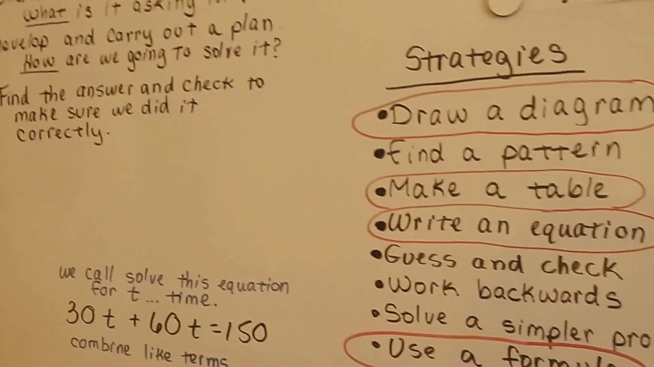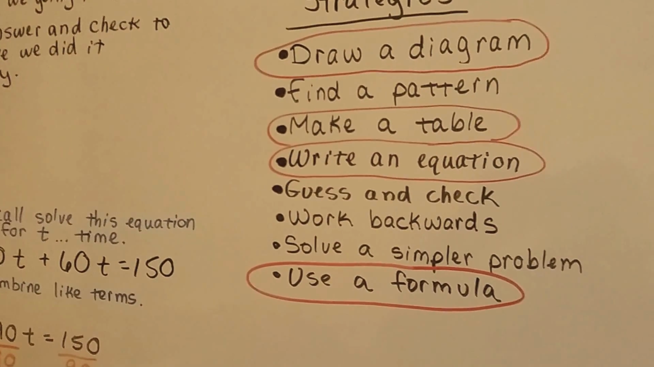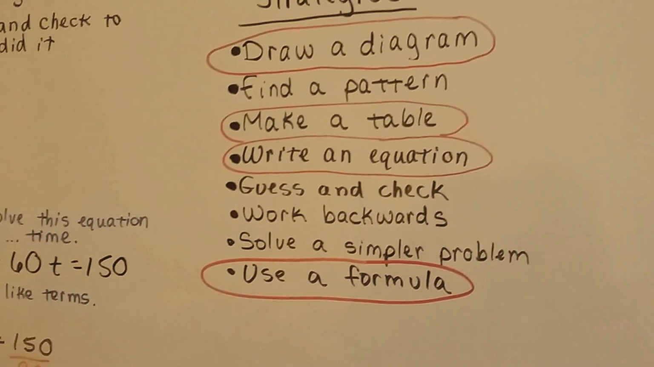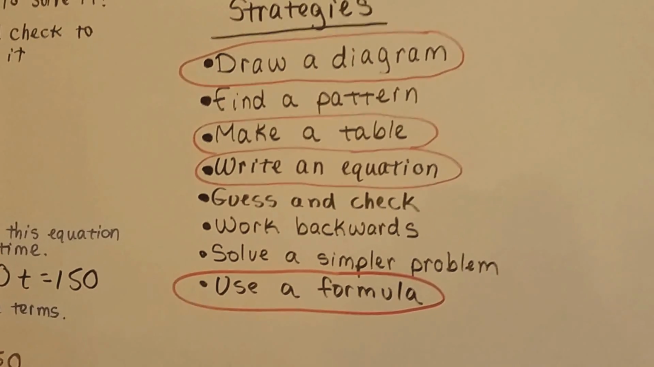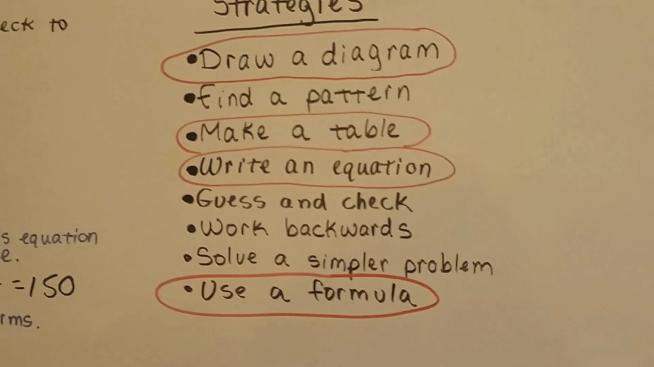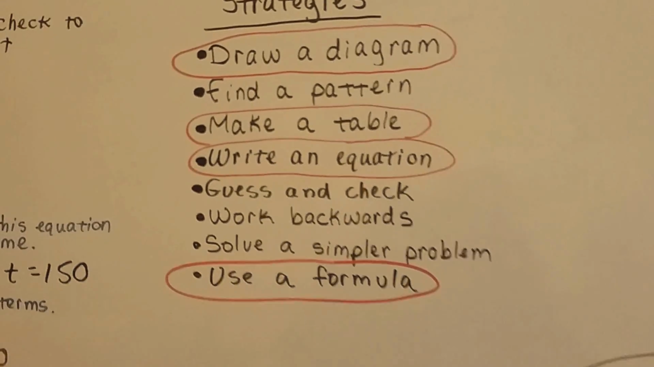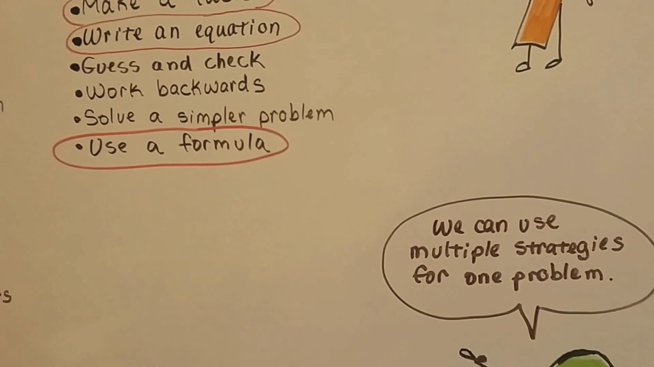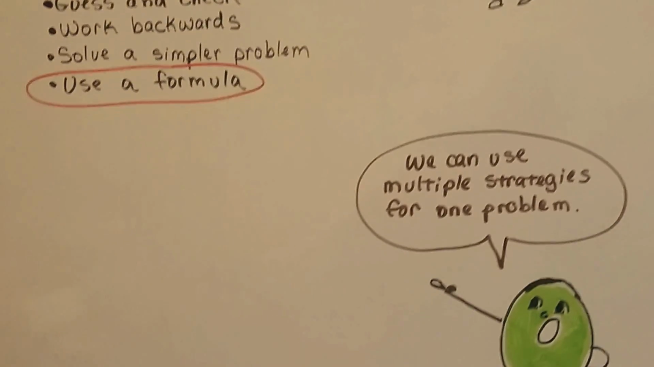And the strategies that we can use are, we can draw a diagram, find a pattern, make a table, write an equation, guess and check, work backwards, solve a simpler problem, or use a formula. We're going to use 4 of these strategies in this video. So remember, we can use multiple strategies for one problem, okay? You don't have to just use one strategy.